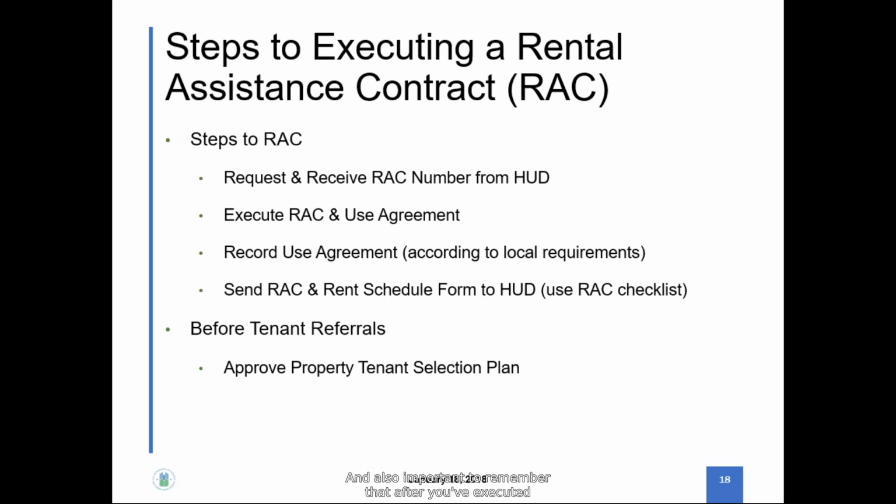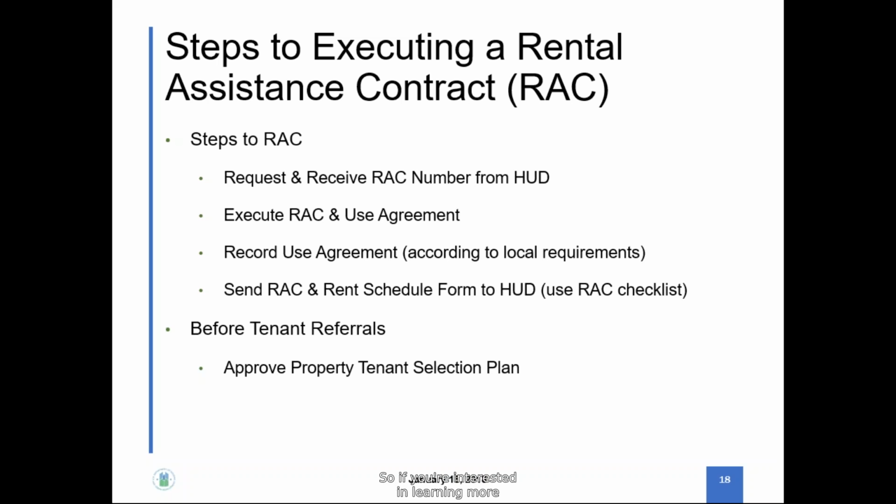Also important to remember that after you've executed all those RAC elements and before you start to receive tenant referrals, you need to approve the property tenant selection plan. That's part of the grantee responsibilities.